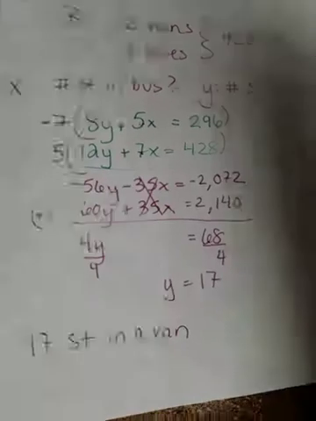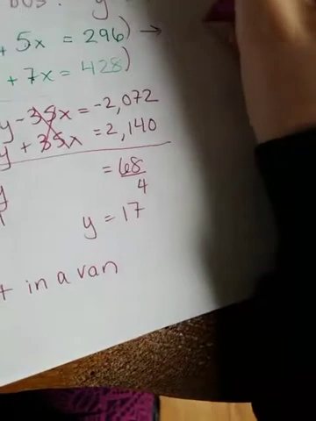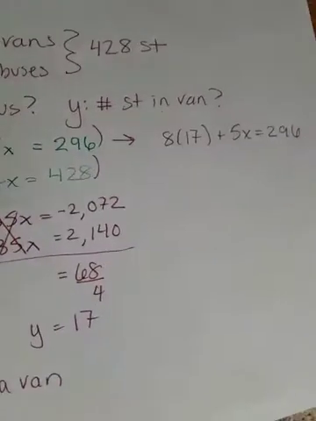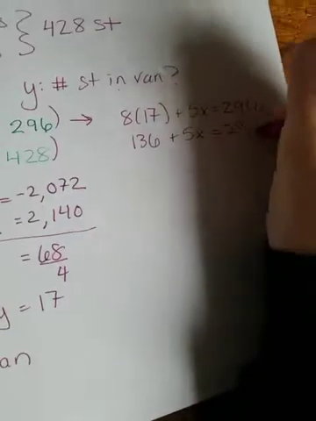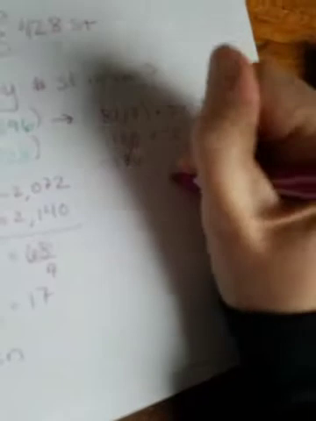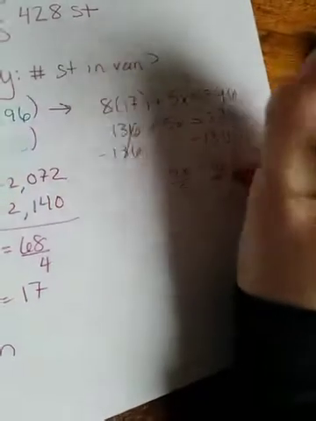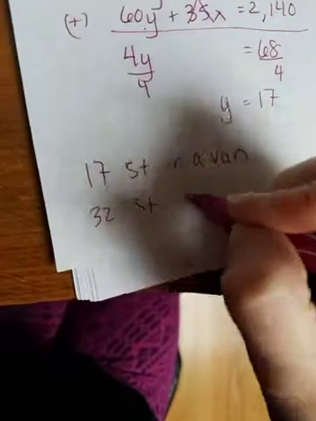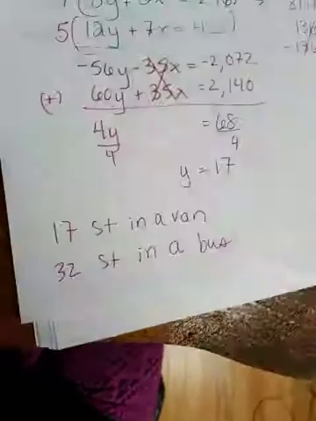All right, so now I got to get x. I'm going to go to my first equation and put 17 in for y. So again, I'm writing my equation out. I had y this time. So 8 times 17 is 136. Remember, this time you are solving for x. So I subtract 136. 296 minus 136 is 160. And you need to divide that by 5. So you're going to get 32. So that means there are 32 students in a bus. Beat the battery.